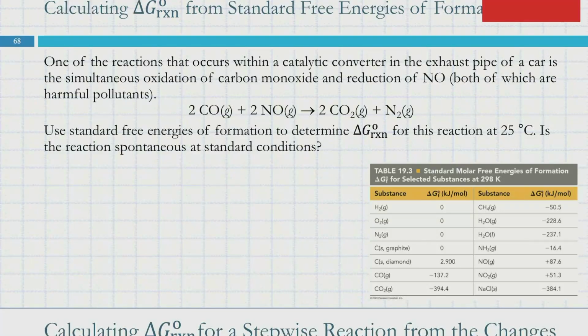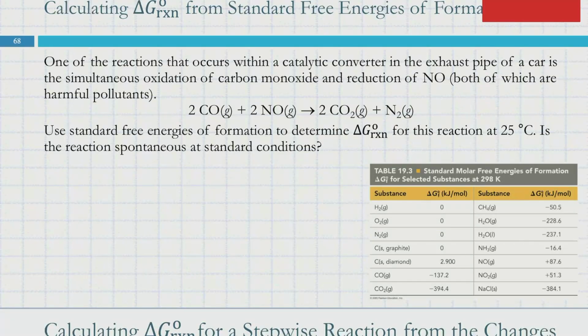So I will give you some time to work on this. We've got our table down here. We've got our reaction up here. We're using the same n times whatever our thing is for the products minus n times whatever the thing is for our reactants. Okay, calculating our standard change in free enthalpy and standard change in free energy of the reaction for this reaction.